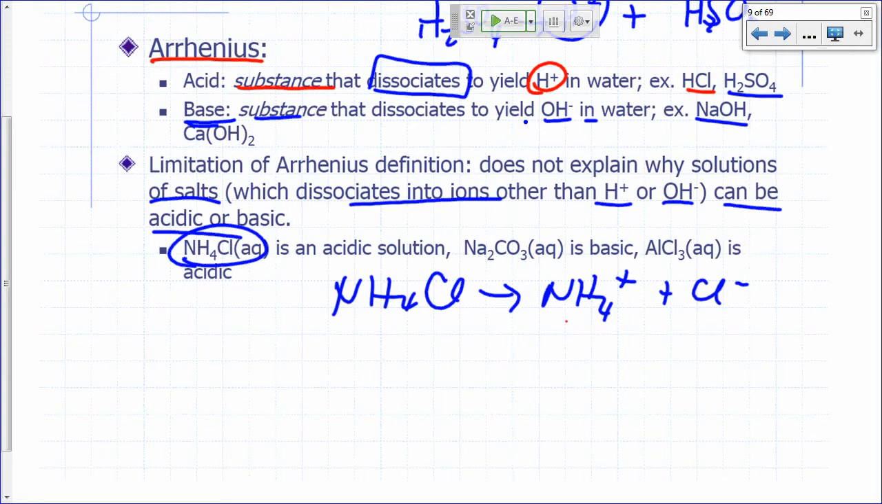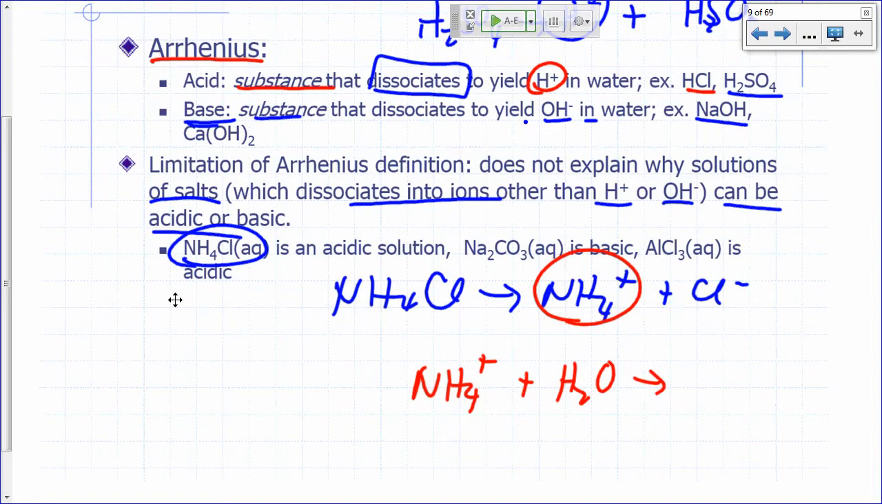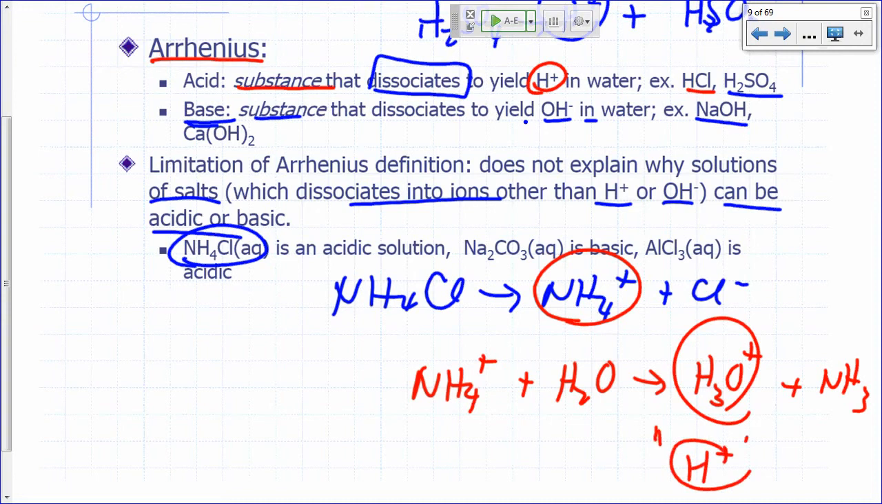But the reason it's acidic is that the ammonium can react with water. It can transfer a proton to a water molecule to give you H3O+ and ammonia. And this H3O+ is what we call H+. So it's this ammonium ion that further reacts to give you H+. In the sense of Arrhenius' definition, ammonium chloride is not an acid, but it does produce an ion that donates a proton to a water molecule.